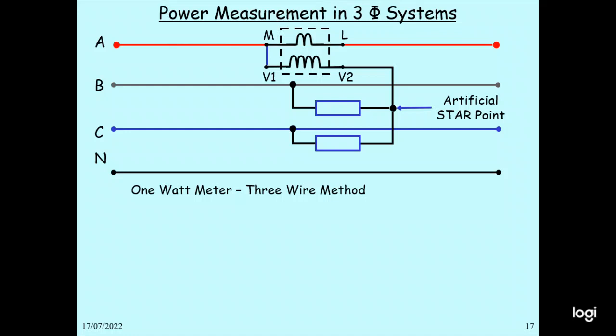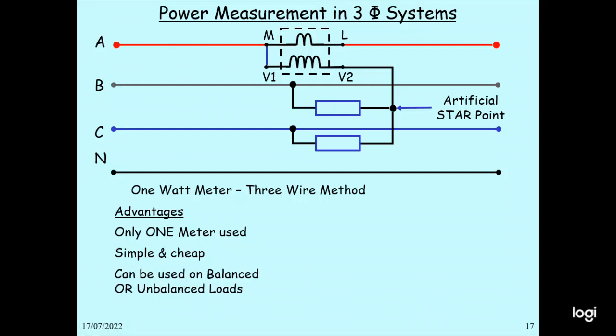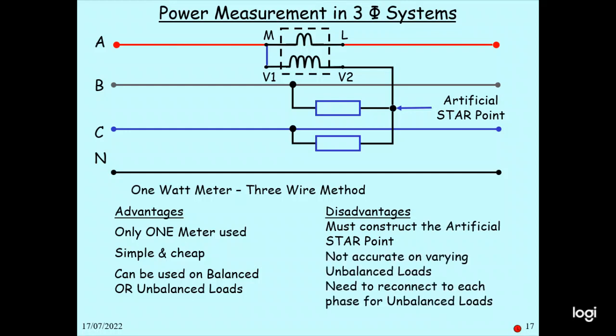Another one is the one meter, three-phase wire method. So this is the connection, connected to the artificial star point, and you connect this one meter. Only one meter is needed, simple and cheap, and it can be used on balanced or unbalanced load. The disadvantages are that you must construct an artificial star point, it is not accurate on variable unbalanced load, and you need to reconnect each phase for the unbalanced load.